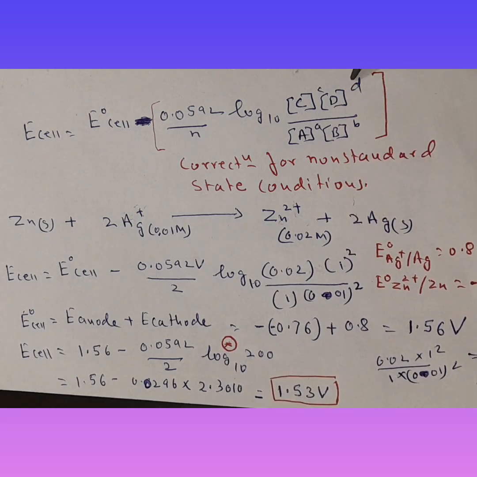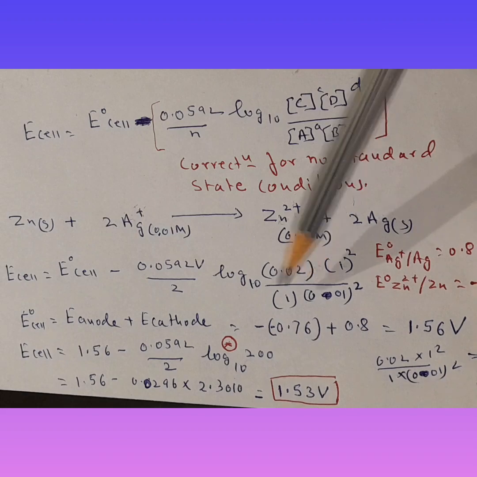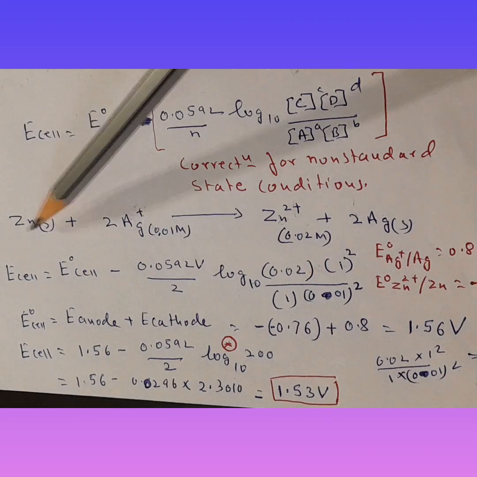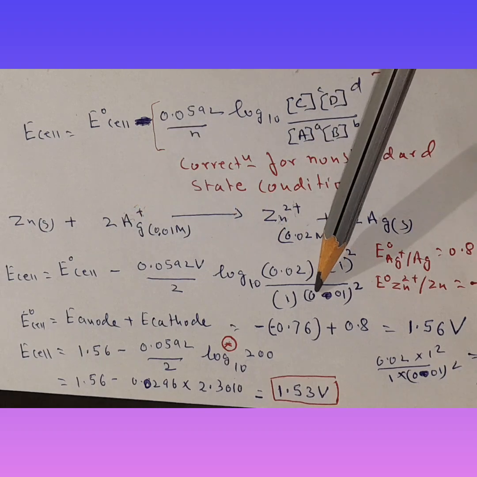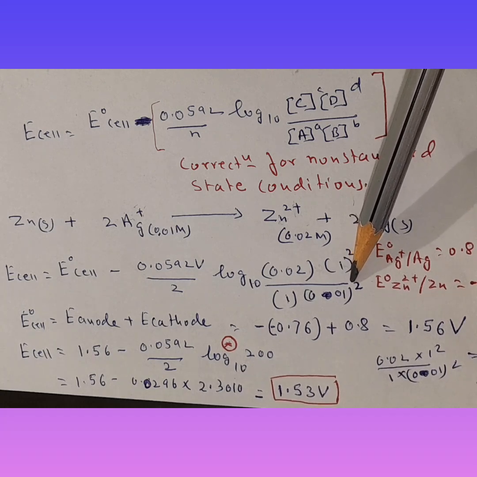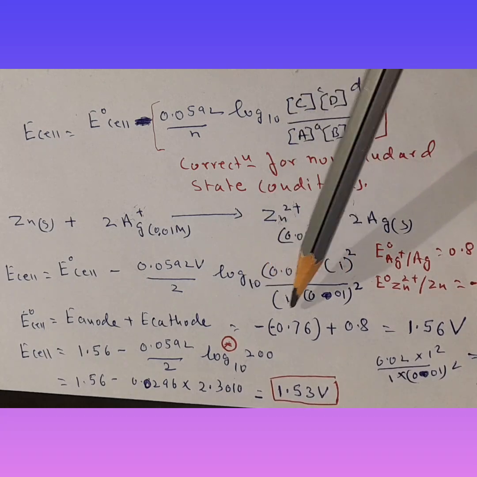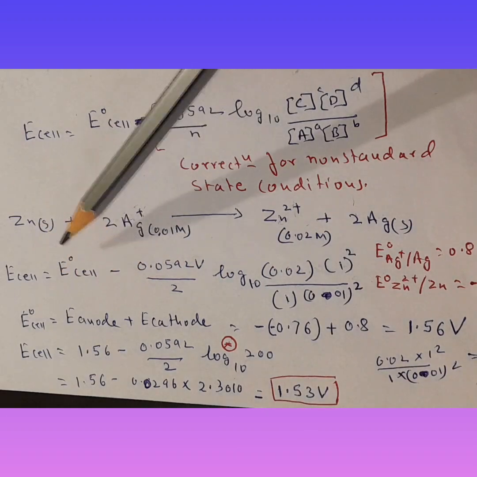I hope you remember that stoichiometry. Then again, here we come to the reactants: zinc is 1, unity, and silver is 0.01, with stoichiometry square. So when we do that, for the time being we keep it here. We come to finding E0 of the cell.